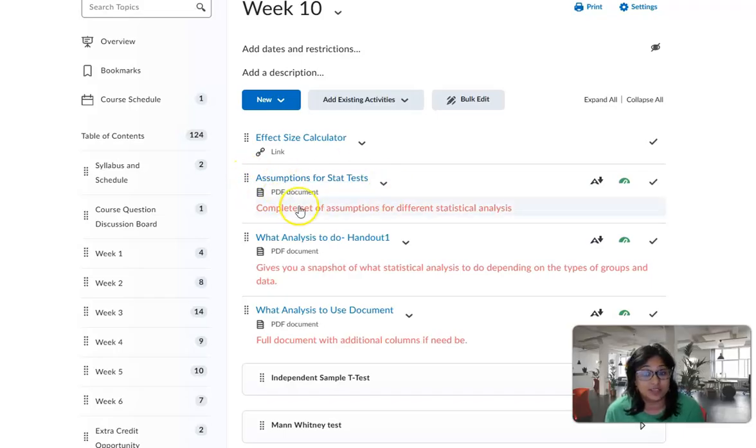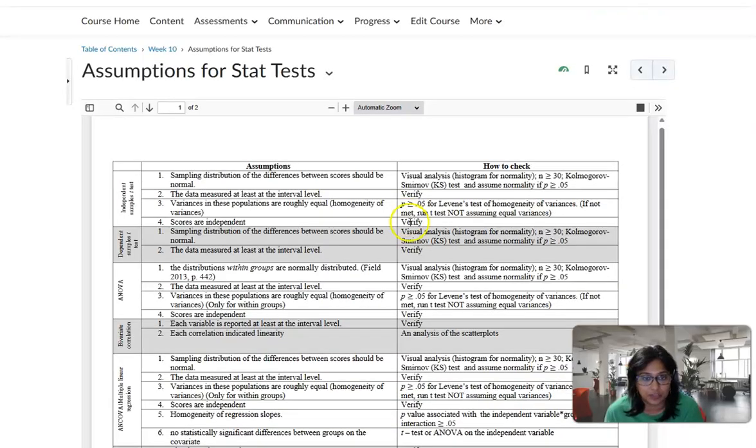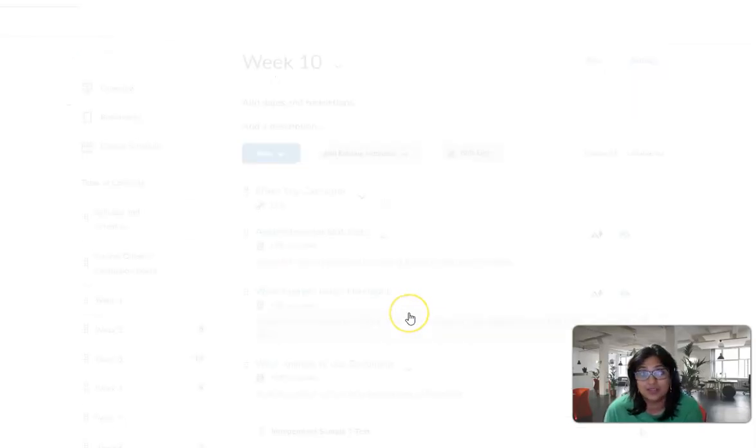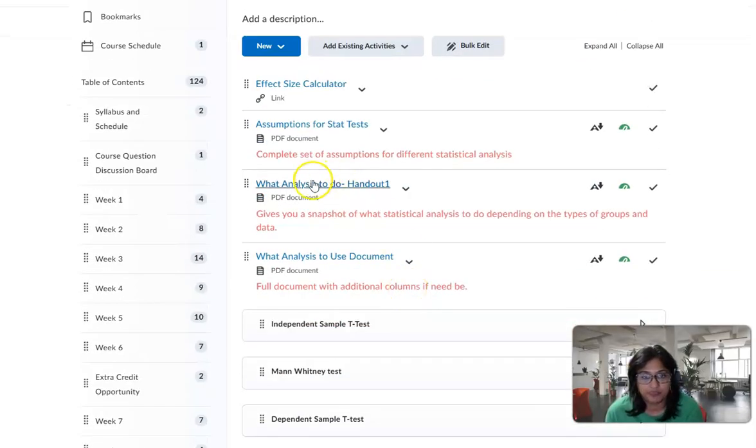But this is for your assumptions, basically assumptions for all statistical analysis. You could literally open this up and only look for what statistical analysis you are going to be doing. So it gives you, for independent sample, you're checking these four. For dependent sample, you're checking these two. For ANOVA, you're checking these four. You may only be using these three this semester, but that is a great resource to keep for the future.